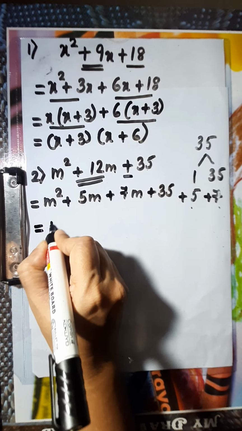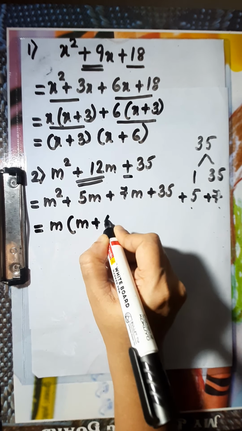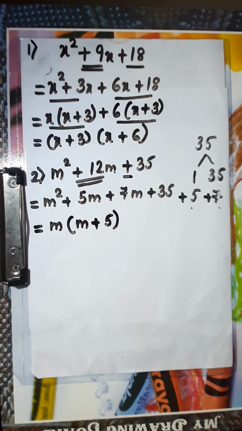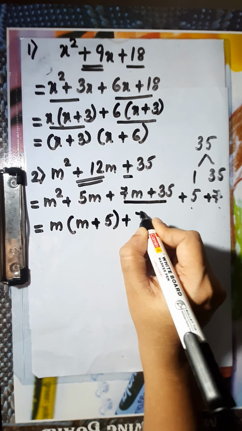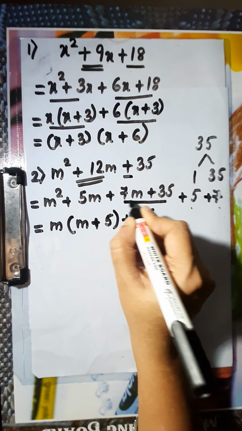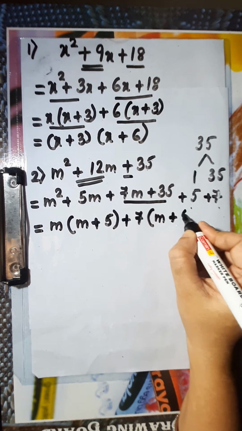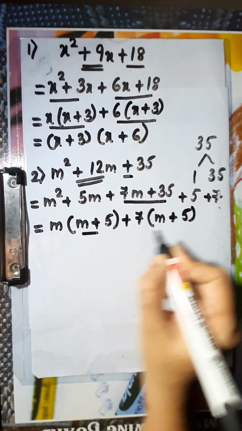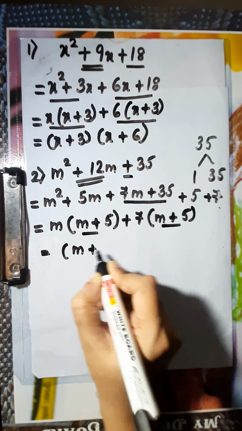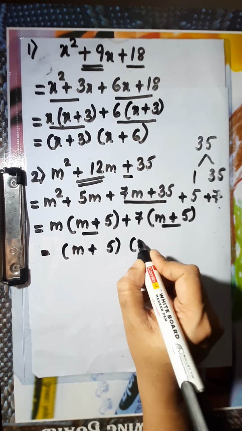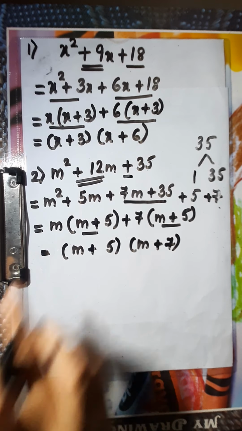Now I will remove m common. I am left with m plus 5. Now I am not showing you that breakup. Now you have to learn to be careful and remove it. Now from both these, what can I remove common? I can remove 7 common. 7 into m. M is left behind. 7 into 5. 5 is left behind. Now see, isn't this bracket and this bracket matching? So my factors are m plus 5 and m plus 7. So this is plus and plus.